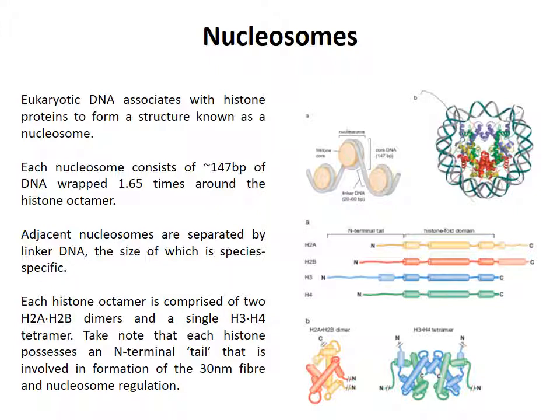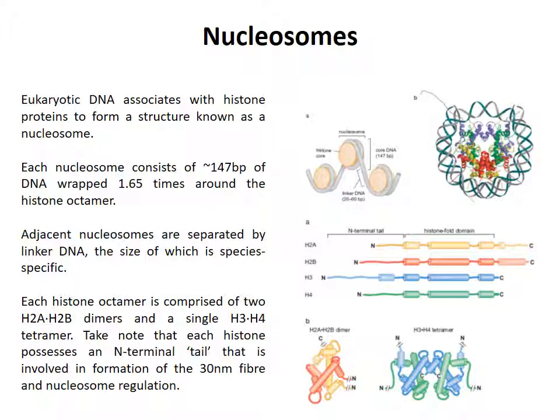So each nucleosome consists of around 147 base pairs of DNA, which is wrapped around the nucleosome 1.65 times. The nucleosome itself, as I've said, is comprised of histones, 4 different histone proteins which associate as dimers to form what's known as a histone octamer. So 4 different proteins which exist as a dimer, 4 of those dimers come together to form a histone octamer. So 8 proteins in total, 4 pairs of histones.